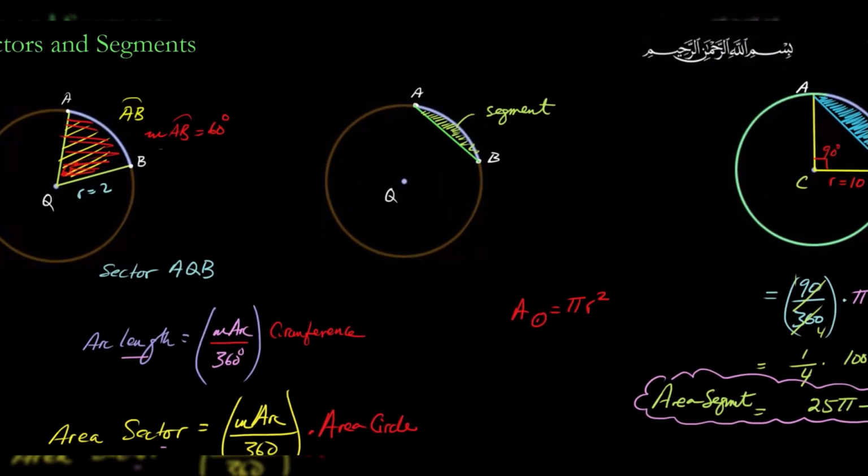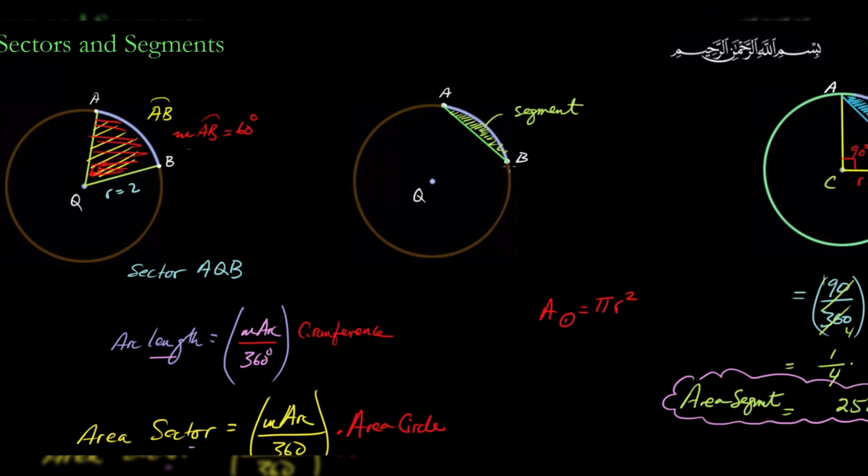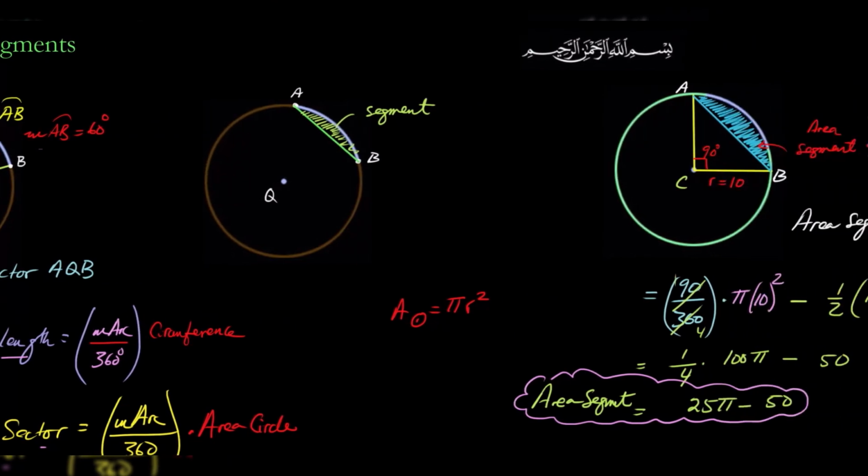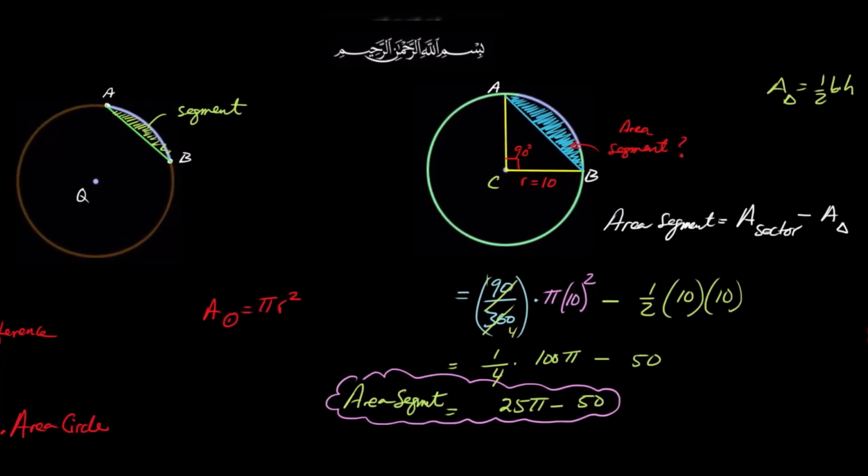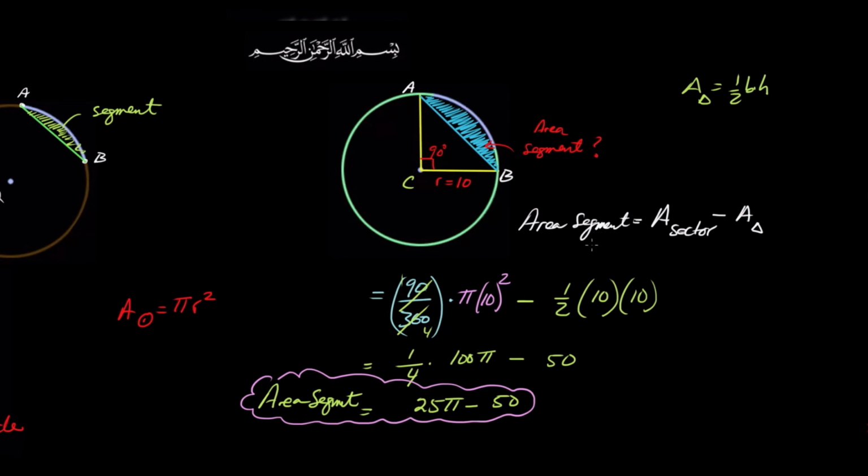A segment is that part of a circle that's bounded on one side by a chord and an arc on the other side. If you wanted to calculate the area of the segment that's created, you have to first find the area of the sector and subtract from it the area of the triangle, and then you would get the remaining area, which would be the area of the segment.